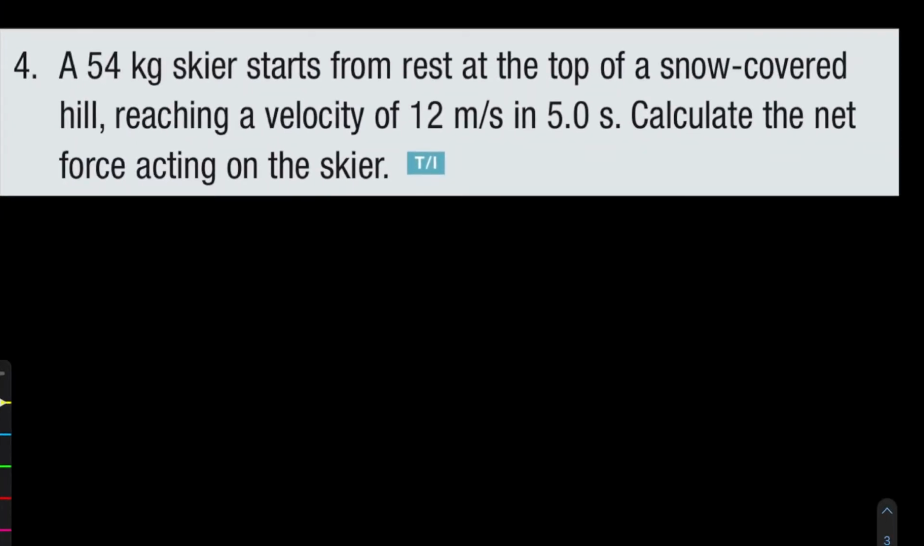This next question, now things are getting much more challenging. It's not as easy as just plugging things into the formula. So we're going to have to recall what we've done before in the previous lessons. We have for question number 4, a 54 kilogram skier starts from rest at the top of a snow-covered hill, reaching a velocity of 12 meters per second in 5 seconds. Calculate the net force acting on the skier.